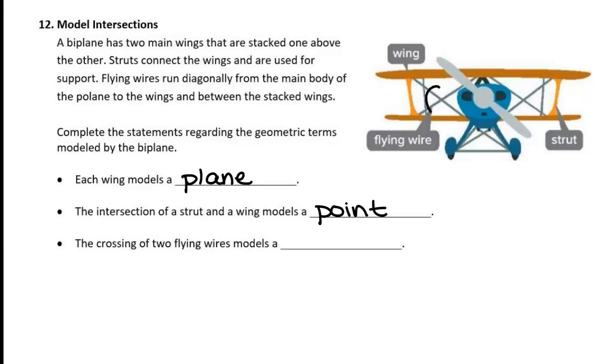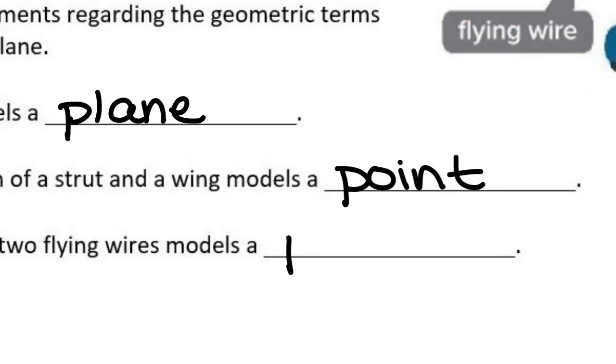What about where the two flying wires are crossing each other? What would that be? I think each of the wires would be a line, but I want to look at just where they're crossing each other. Intersection. What would we call that intersection? A point, a line, or a plane? A point, yes.